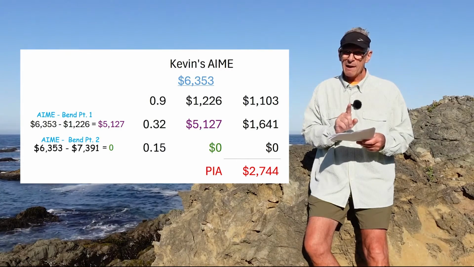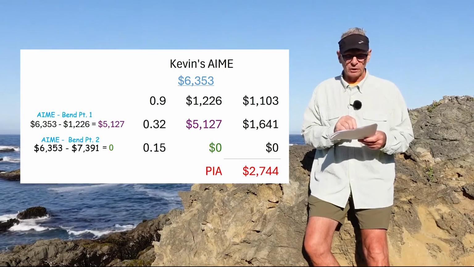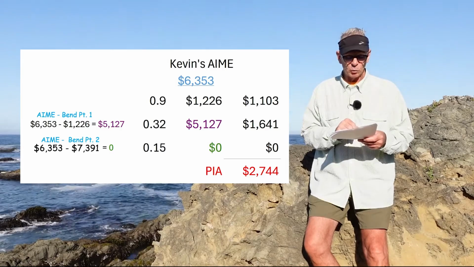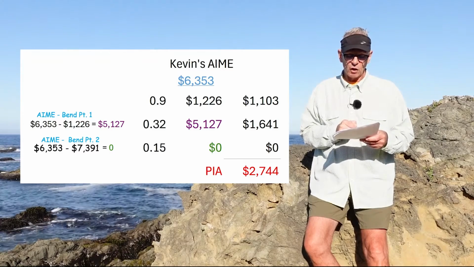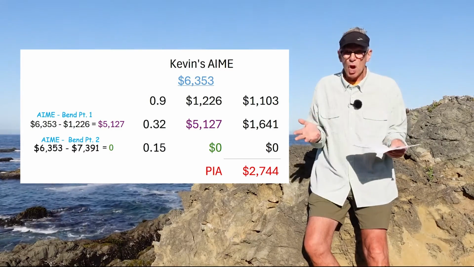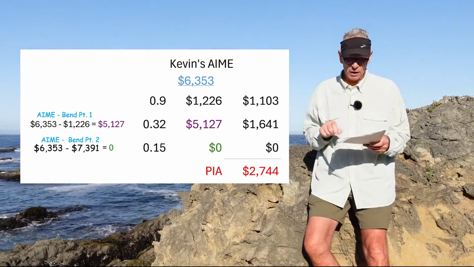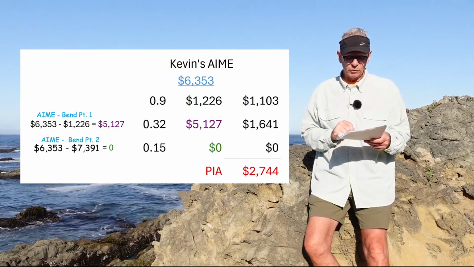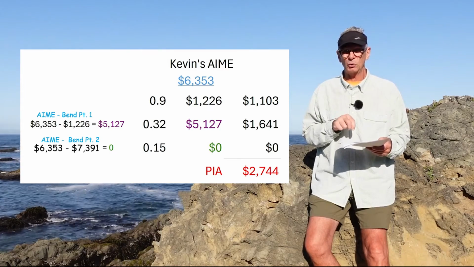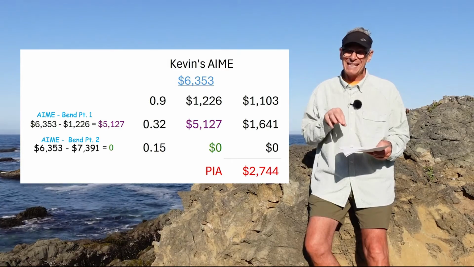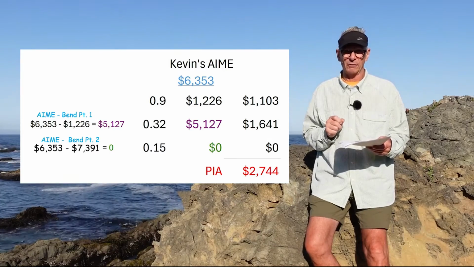For me, 90% of 1226, we got 1103. Now, my AIME is below the second bend point. So we're going to take my AIME of 6,353 minus the 1226. That leaves us $5,127 times 32%. That gives us a yield of $1,641. I have no step 3 because my AIME is less than the second bend point, so that's 0. So you total those two numbers together, $2,744 is what my primary insurance amount, my monthly Social Security deposit, will be in today's dollars when I turn my full retirement age at age 67.